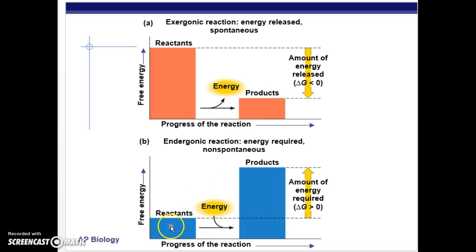And here, if we have reactants with this low free energy and the products have a higher level of free energy, that's telling us we have a positive delta G, the difference between these. It's going to require an input of energy, making it endergonic, and it will be non-spontaneous.